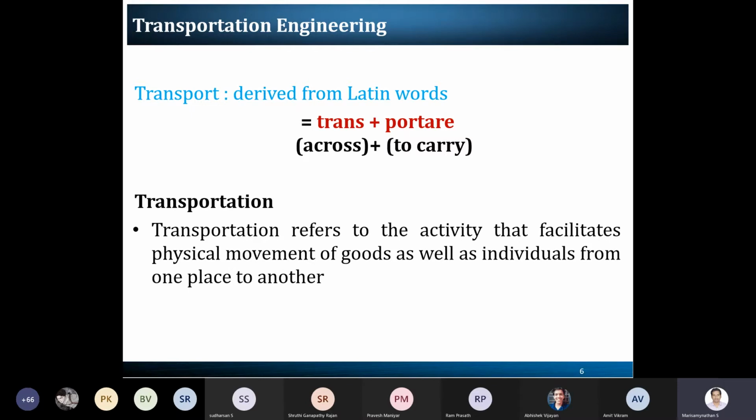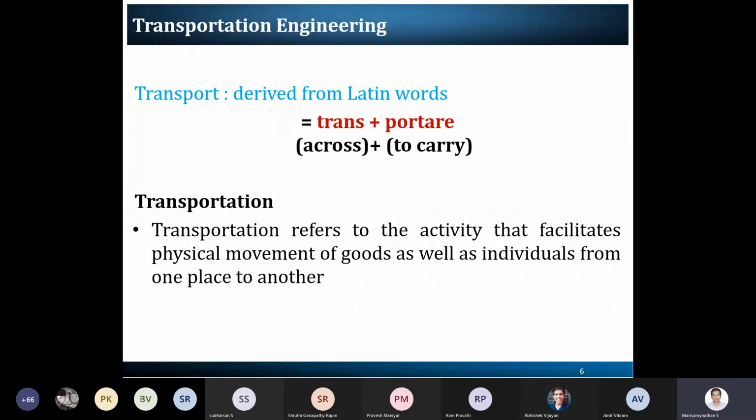So let us start with transport. Transport is a term derived from Latin words. It has two components, trans plus portare. It is a Latin word meaning across and to carry. So what exactly does it mean? We are transferring goods or people from one place to another place with respect to the existing facilities, and that is referred to as transportation. This is the typical definition of transportation.